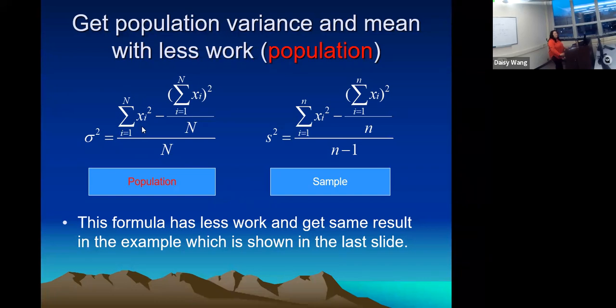So that means we just square the data and then add up the sum of the squares, and then subtract the square of the sum of the total data divided by n, and then divide the whole thing by the sample size. Okay, so let's try to simplify that so that we will have the similar result.